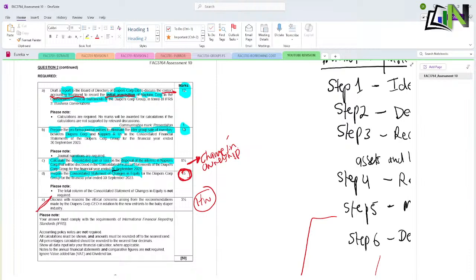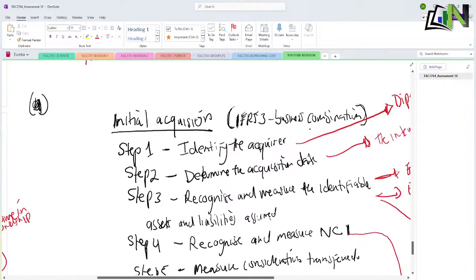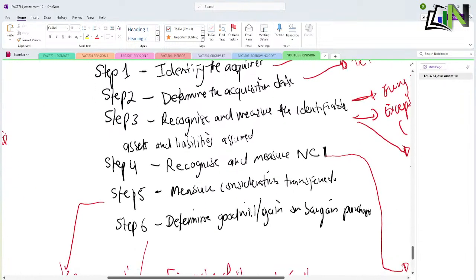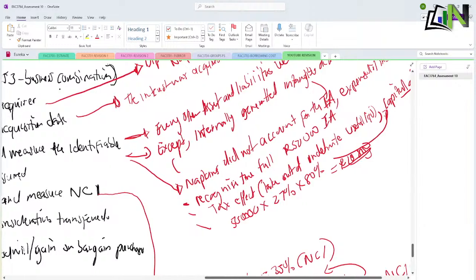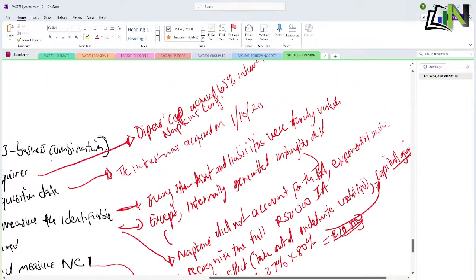So we did A. We looked at the 6 steps to actually recognize acquisition of interest in a subsidiary company. All right, so we did that. Went through the 6 steps, guys. I gave you guys sort of a formula for how you break down your discussions.